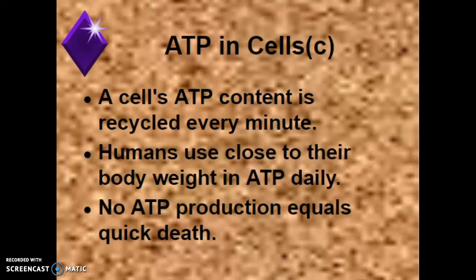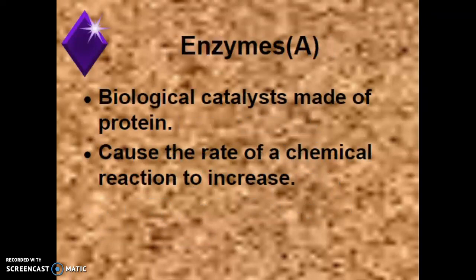A couple of trivia type things regarding ATP. Cells' ATP content is recycled every minute, so this cycle moves quickly. Humans use close to their body weight in ATP daily. That's a lot of ATP. And then obviously if you can't make ATP, you're going to die pretty quickly. So think about that in terms of when we get into genetic disorders and things along those lines, about how that might impact an organism.